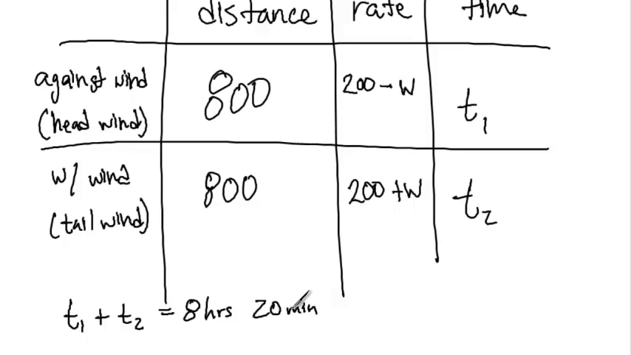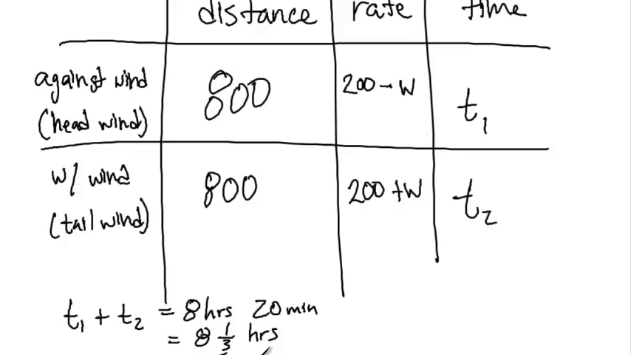Now here we have a little issue. We have units issue. We have hours and we have minutes. The rate of the plane is in miles per hour, so we need to change this to total hours. So 20 minutes, that is 1/3 of an hour, so we could also say that this is 8 1/3 hours. And then if you make that into an improper fraction, you go 3 times 8 plus 1 is 25/3 hours. Okay?